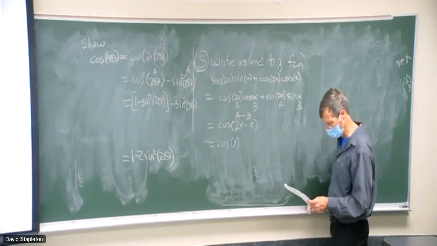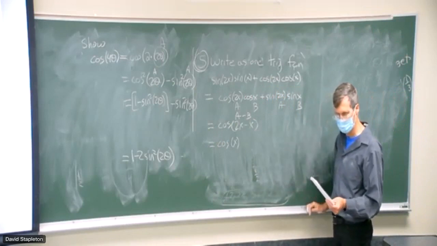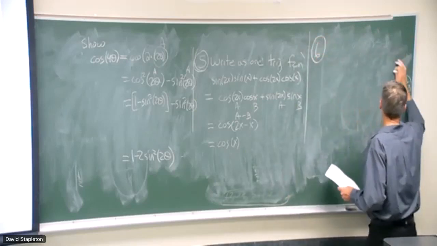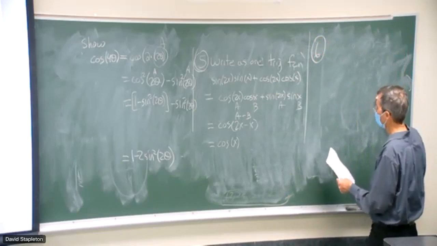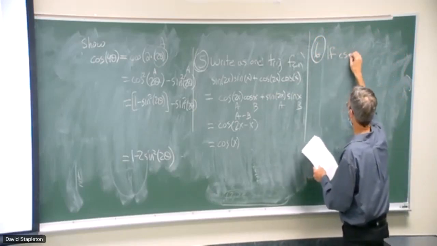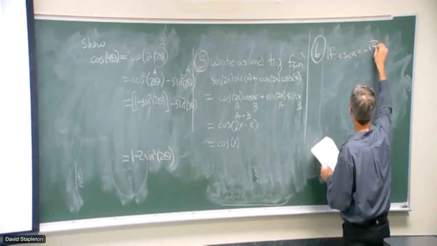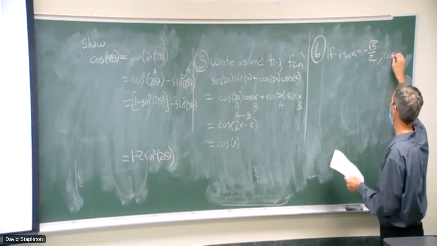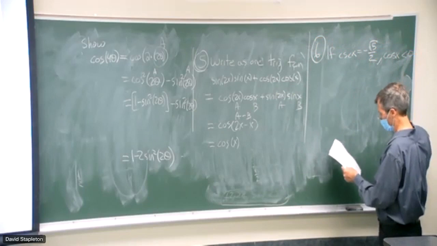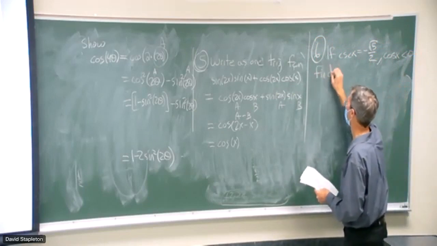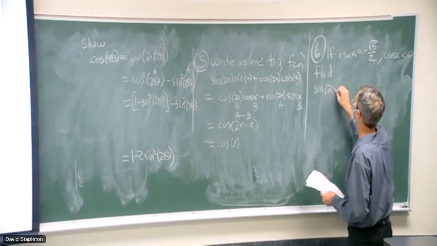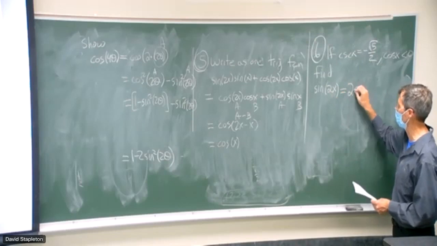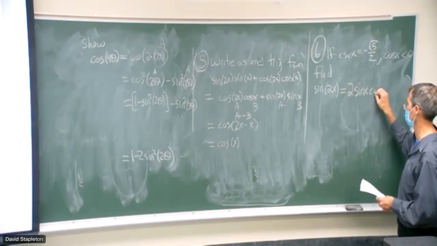Let's see, number 6, the double angle identities, find the indicated value. If cosecant x is minus square root of 5 over 2 and cosine x is less than 0, find sine 2x. These problems where you're given a trig function and have to find a trig function of a double angle, the first thing you do is write down the double angle identity. Sine of 2x is 2 sine x cosine x.